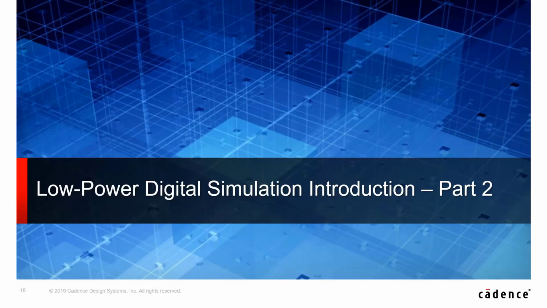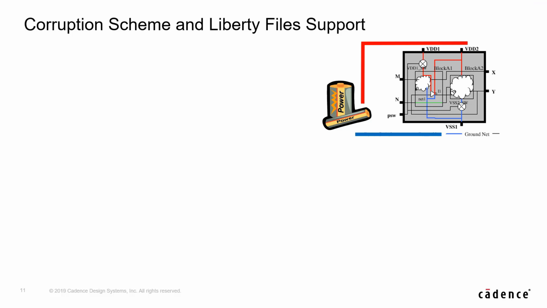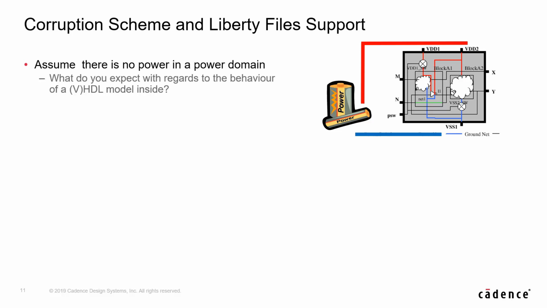Having said that, let's move to the second part, meaning to enter the world of digital simulation. Let's assume you've got a design, a nice one. You put a test bench on top of it, and you want to simulate with your power intent. Assume there is no power in a power domain on which you've got some behavioral, RTL or gate-level code. What do you expect us to do with regards to the behavior of the model?